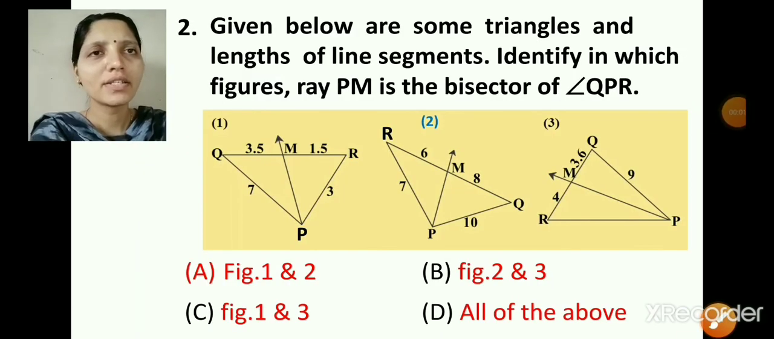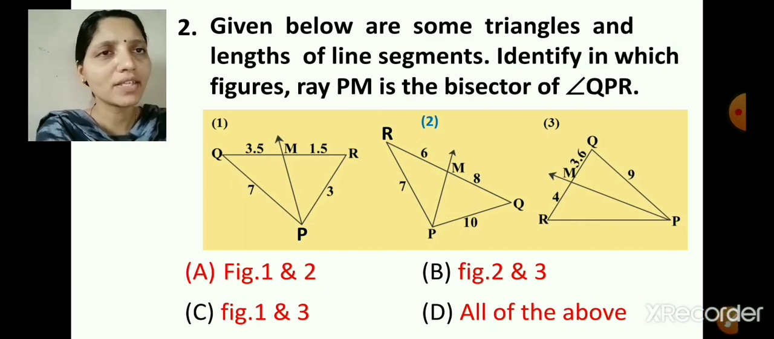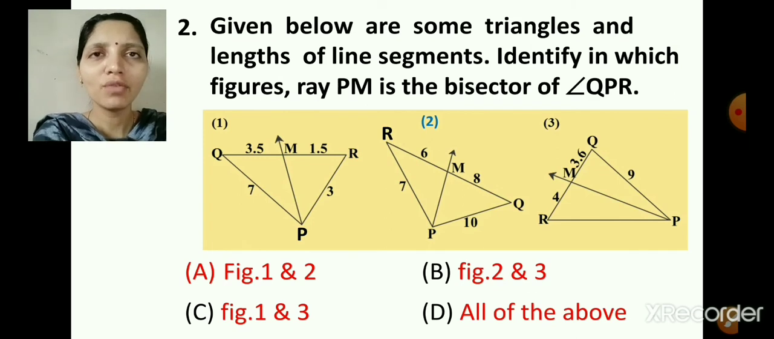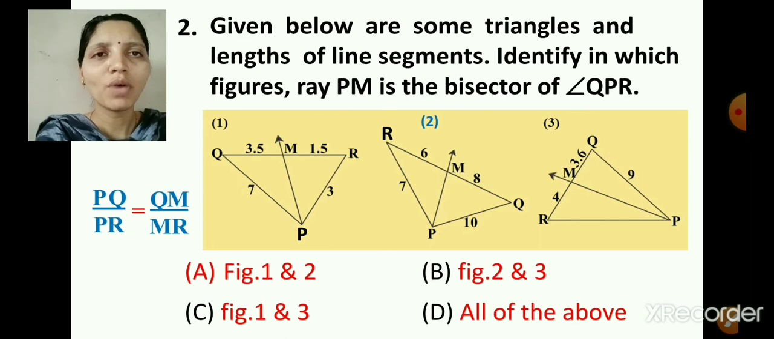Now let's see the second example. Given below are some triangles and lengths of line segments. Identify in which figure ray PM is the bisector of angle QPR. Now here I have given you 3 figures, and in each figure you have to find out whether ray PM is the bisector of angle QPR or not. So for that you have to show this ratio equal. That means PQ upon PR is equal to QM upon MR.